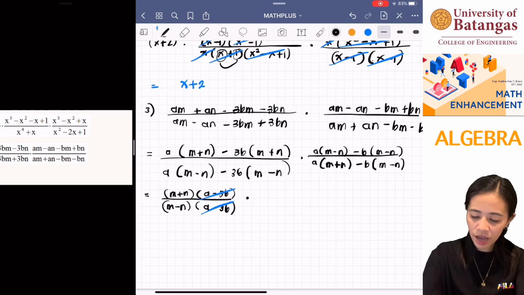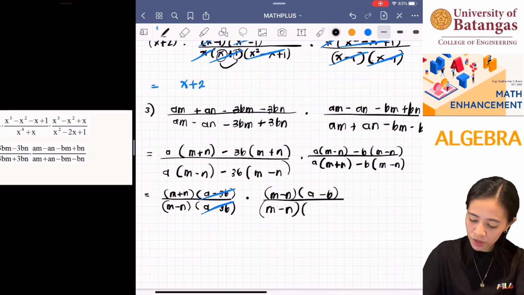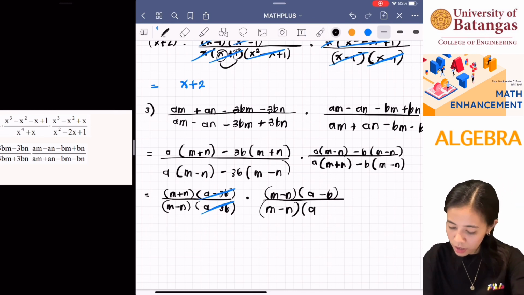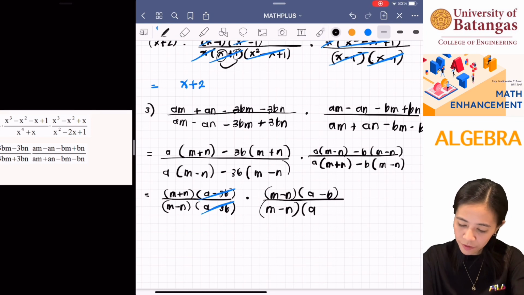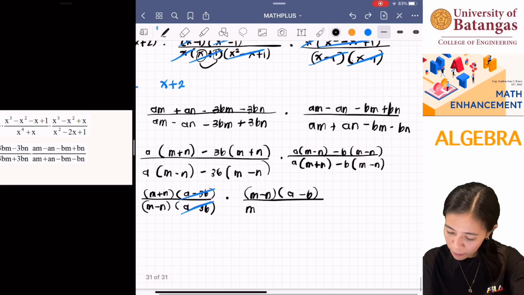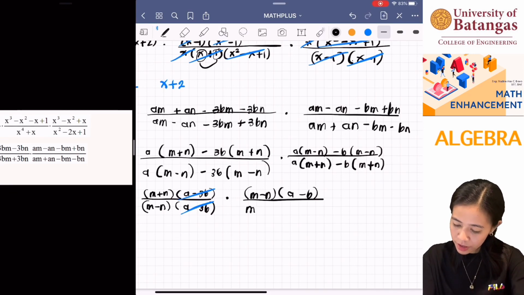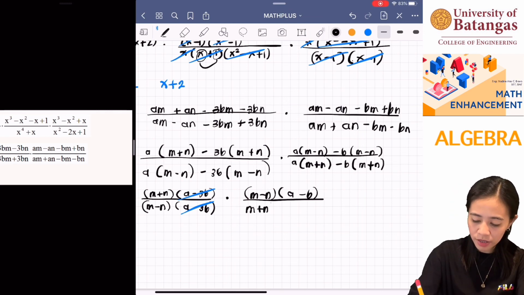The next fraction, I can factor out m minus n. So this will be multiplied by a minus b all over, factoring m minus n, I'll be left with... ang ipa-factor pala natin, okay, this is positive dapat. Negative b is m plus n. I'll factor out m plus n. Okay, and then I'll have a minus b.